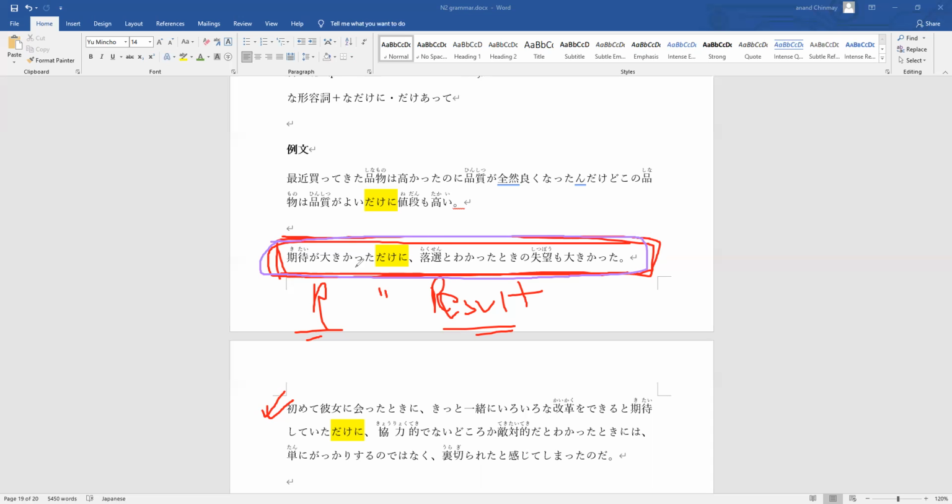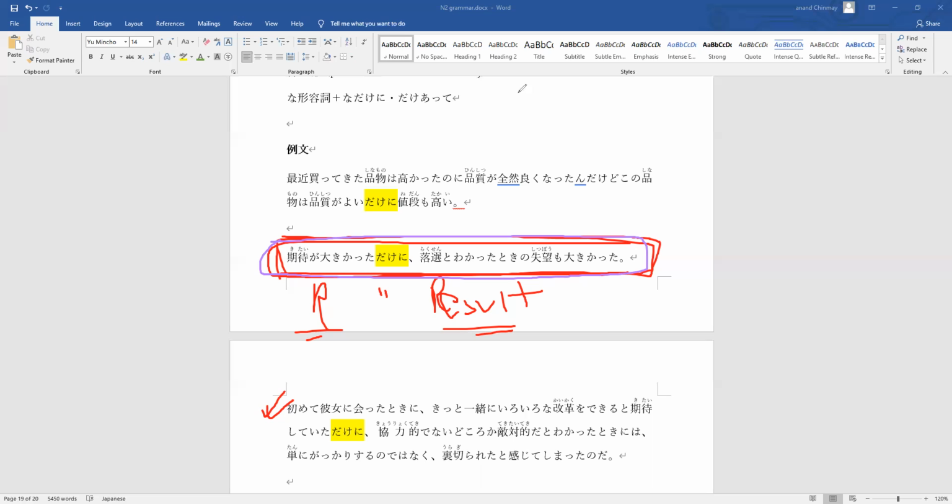Okay, break it into sentences, like the first sentence, the second sentence. Kitai ga okikatta dakara: my expectation was so high. And due to that, at the time of knowing the rejection, my disappointment also was high.